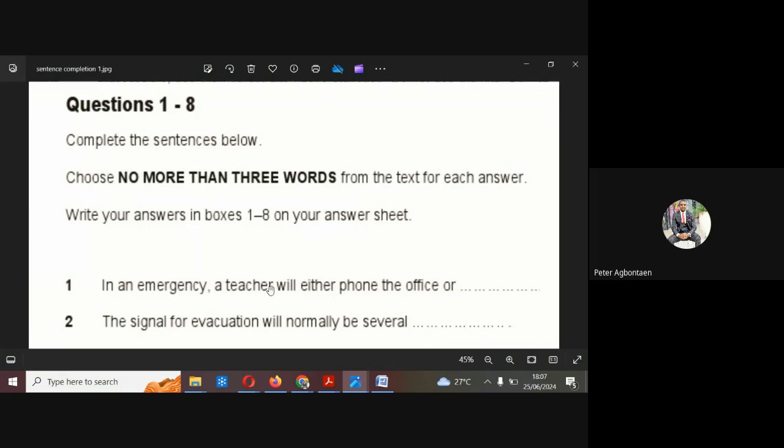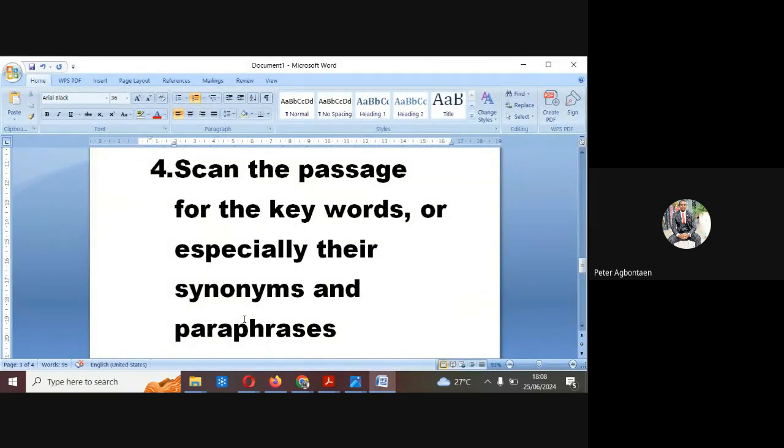And so don't go to the passage having your mind fixed on emergency. Well, you may see it, but you most likely will not. So don't say, oh, teacher, where's teacher? You may see teacher, but you most likely will not. But even if you don't see them, you will see some other words that mean the same thing as them. And these are what we call synonyms and paraphrases. So bear in mind that you most likely will come across the synonyms and paraphrases of the keywords in the question.